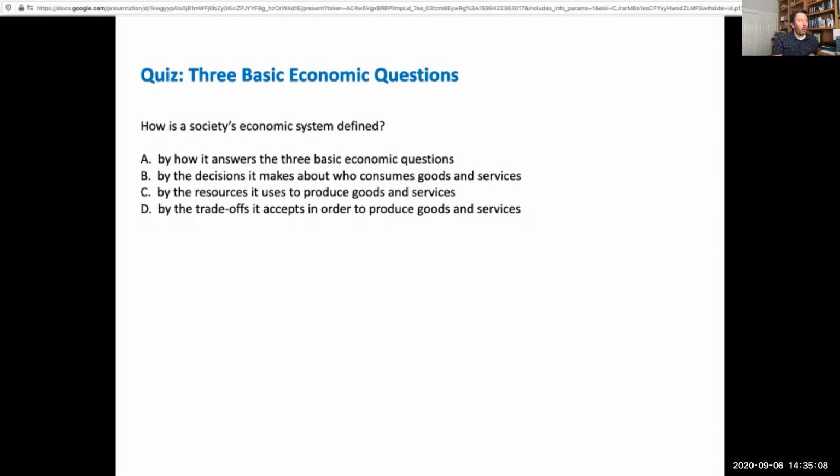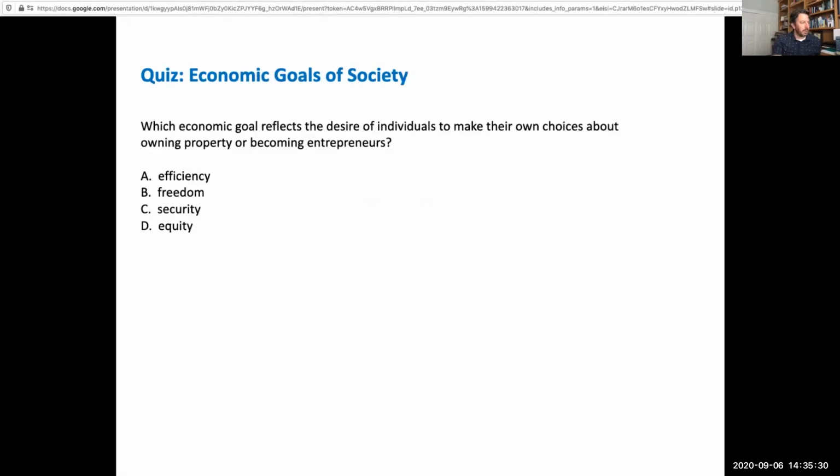Because this whole lesson is on how we answer the three questions, that's a big clue that the right answer is going to be A, right? How it answers the three basic economic questions: what to produce, how to produce it, who's going to consume it, right? Let's see what else we got.